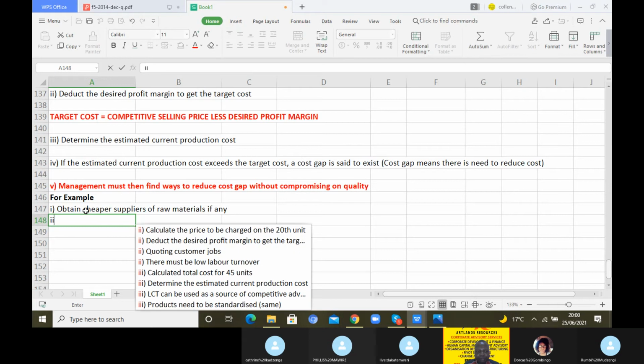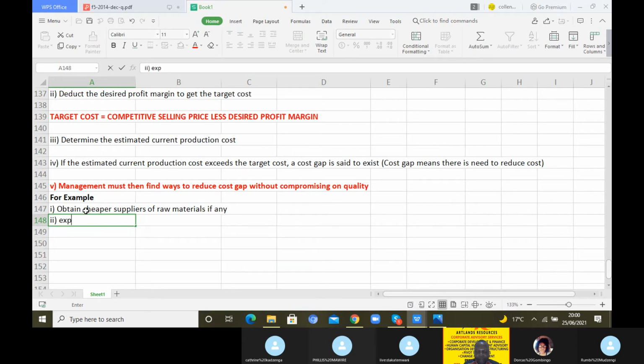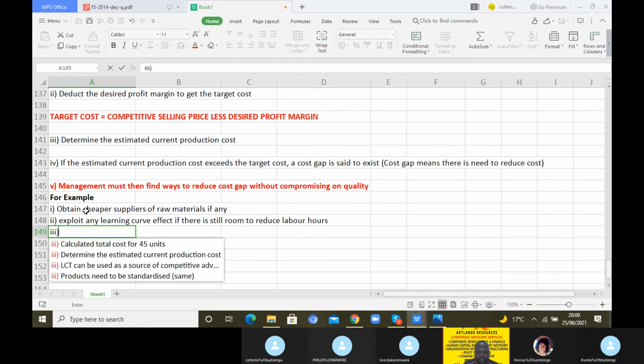Then, number two, exploit any learning curve effect, if there is still room to reduce labor hours. To reduce labor hours. So there you go. Another is three.